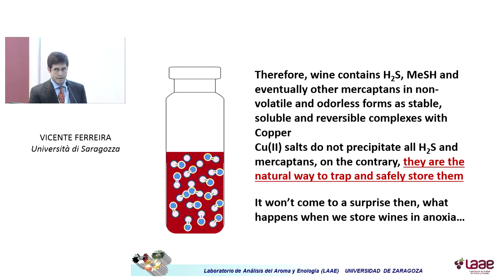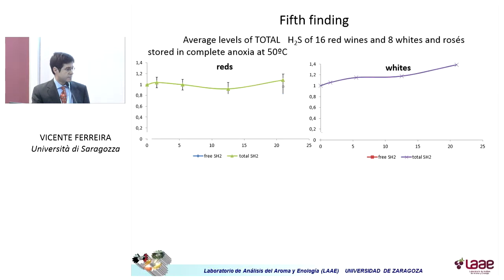So then, it is not strange what happens when we store wines in anoxia. Quindi non è una sorpresa vedere quello che succede quando il vino è conservato in assenza di ossigeno. So this is the total levels of hydrogen sulfide of 16 red wines and 8 whites and rosés, stored in complete anoxia at 50 degrees.